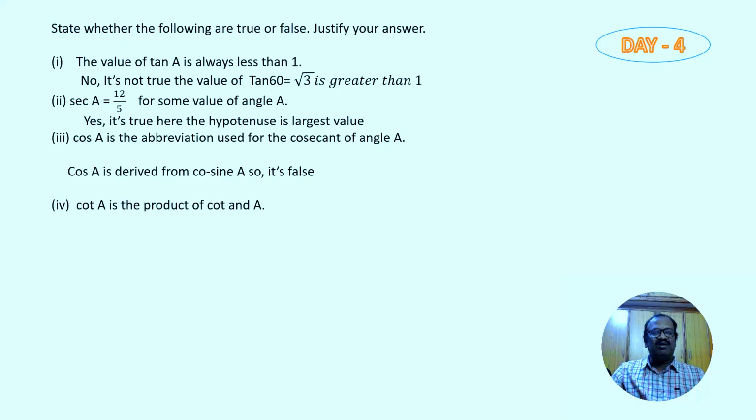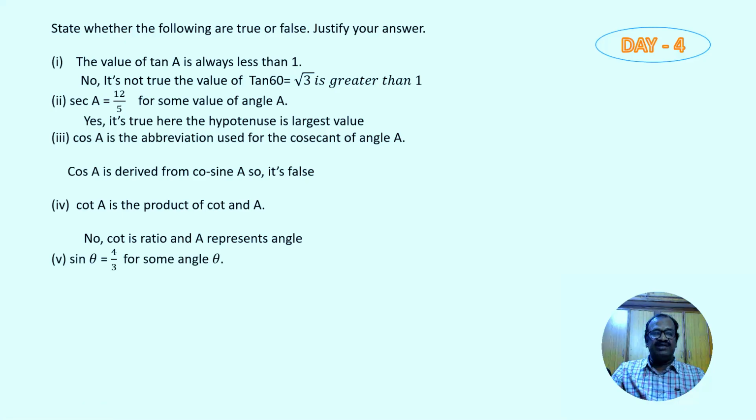The fourth one is, cot A is the product of cot and A. This is also false. Why? Because cot means a ratio, A means the value of angle. So cot A is a ratio and A represents the angle. That's the value of angle A in terms of cot.